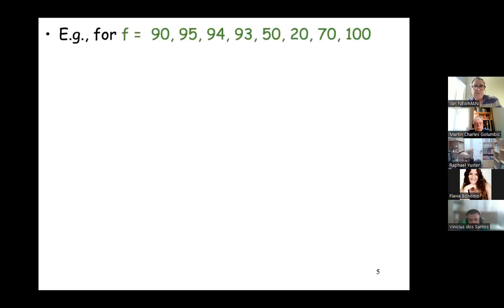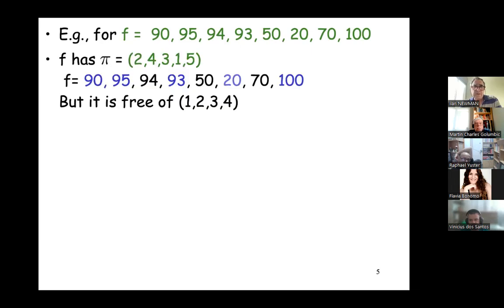Okay. Here is a more complex example for a larger pattern, just for you to feel comfortable with this definition. So in this case, let me take this specific pi, 2, 4, 3, 1, 5, and the sequence is depicted below it. And you see in blue that this f has this pi appearance. And why does it have this pi appearance?